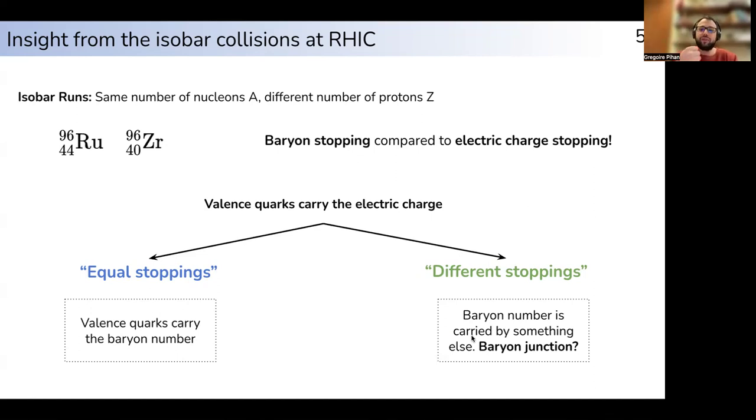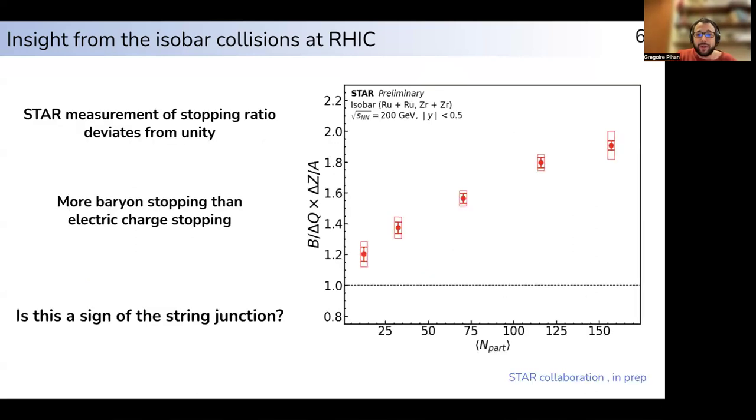And that's why we want to try to understand here in these simulations, because this measurement has been done experimentally, but we want to try to understand it fully before concluding anything. So what about the measurement? The measurement has been done by STAR.